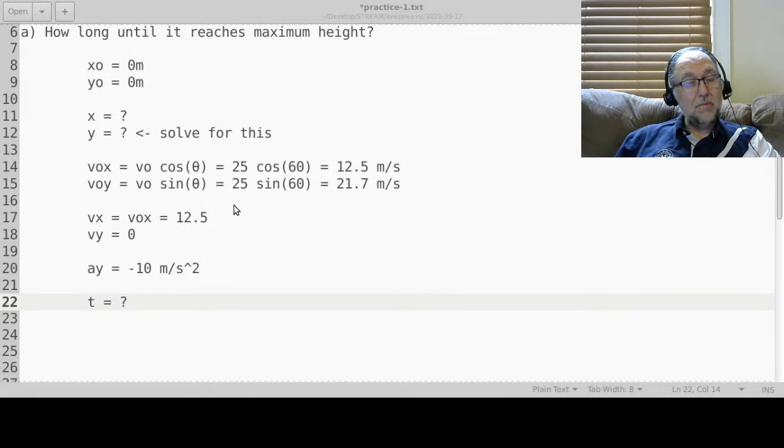So whenever you see maximum height in these problems, that just basically translates into Vy being 0. Vx is not going to be 0 because Vx is going to be the constant. Vy will be 0. There's the acceleration. Ay is -10, and the time is what we want to calculate.